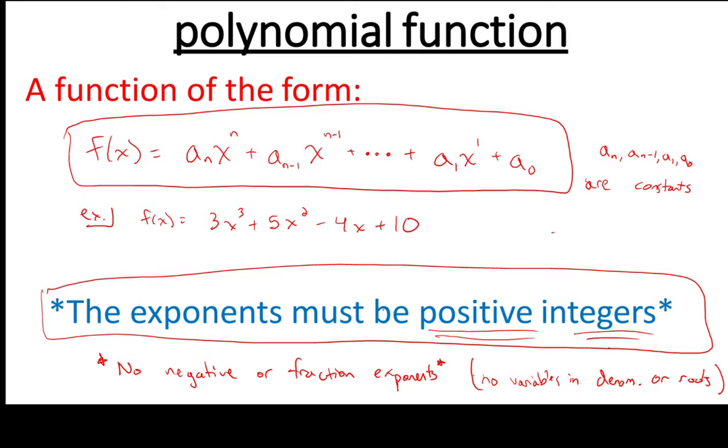We could also have a function that might even look something like this. F of x equals 3xy minus 5y squared. That's still a polynomial. It's okay to have more than one variable as long as they're all, again, positive exponents. So that is a polynomial.